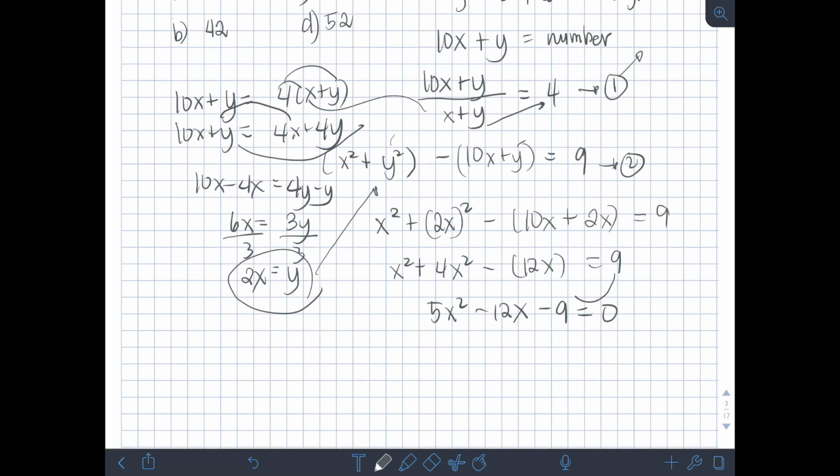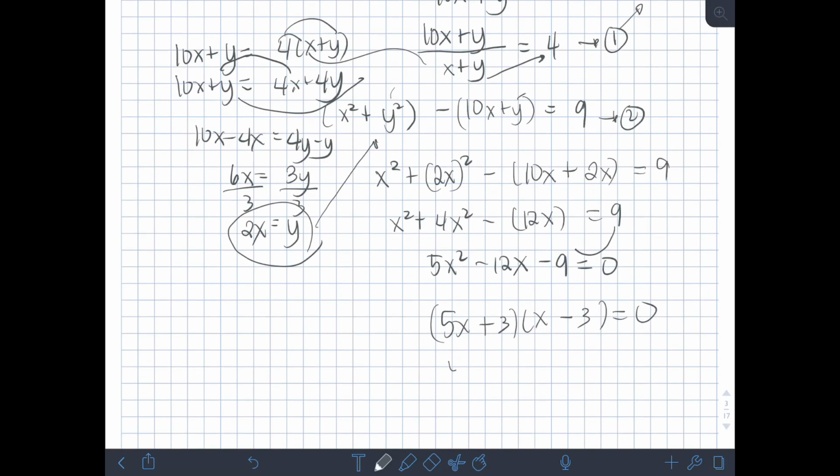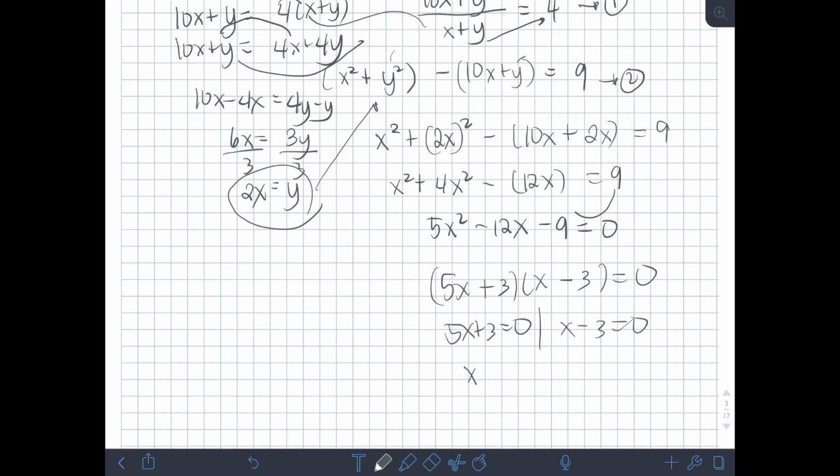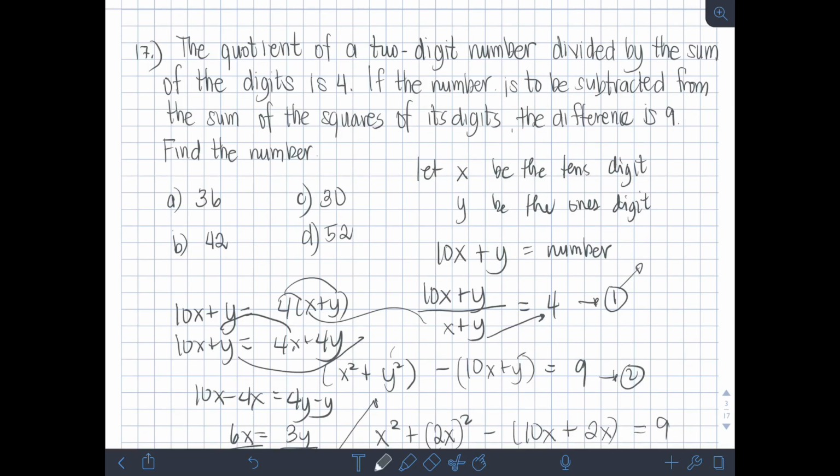So, obviously, quadratic. So, solve natin by factoring. So, we have 5x, x, 3, 3. So, negative, positive. Tama. Okay? So, we have 5x plus 3 is equal to 0 or x minus 3 is equal to 0. So, dito, ang x natin ay negative 3 over 5. Dito naman ay x is equal to 3. So, ito hindi natin matatanggap kasi fraction. So, ito lang integer. So, therefore, our x is 3 o yung tens digit natin ay 3.